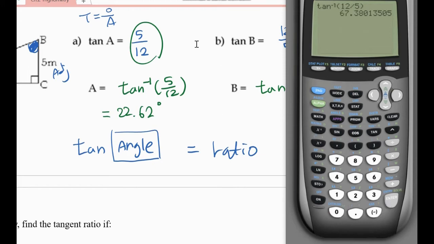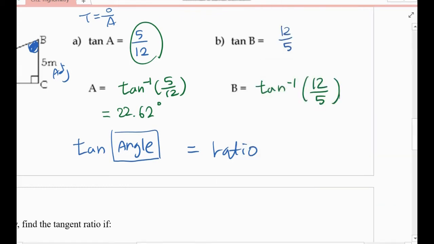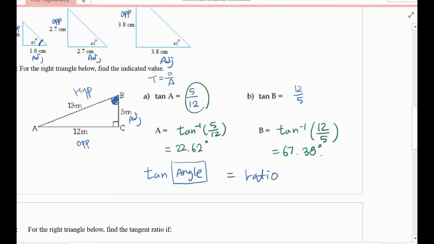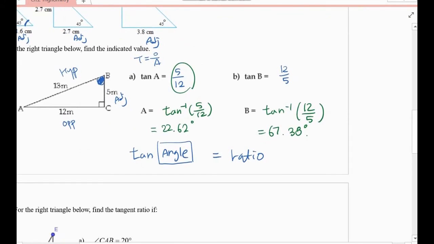That is 67.38. Okay, so this is how you find angle measures using a calculator.